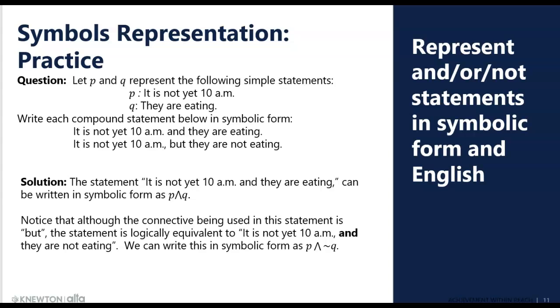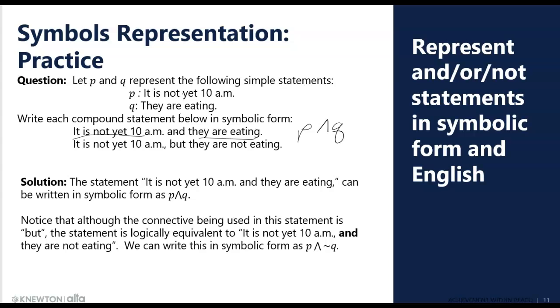We are going to take a look here at representing some more statements with symbols. It is not yet 10 a.m. I tend to like to write my statements in the affirmative, so I would have said it is already 10 a.m., but here the not is included in our statement. So if it is after 10 a.m., we're saying not P. Q, they are eating. So it is not yet 10 a.m. and they are eating. That's both of these statements straight out. So that's going to be P and Q joined with an and.